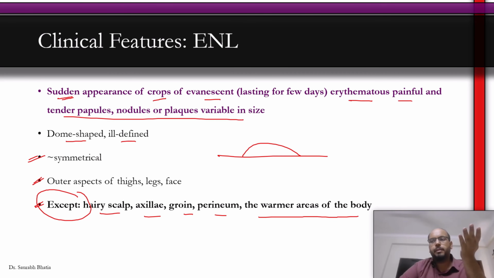Mainly maybe because M. leprae is not affecting these areas because of temperature. We know that M. leprae wants to multiply in colder areas of the body. Since these are warmer, they don't multiply that much, and the level of inflammation is not much, so ENL doesn't develop in these areas. That could be one of the reasons. Let's move forward.